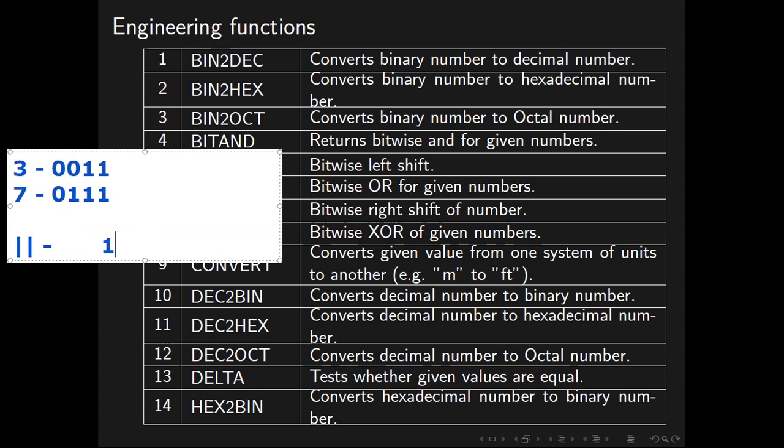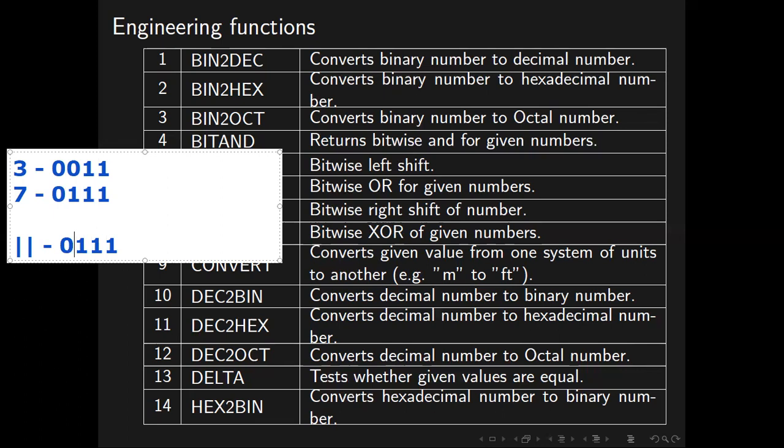This is 1. Then 1, 1. Again, it is true because both of them are 1. Then 1, 0. This is also true because at least one of them is 1. Therefore, we place 1 here. Then 0, 0. False and false will be false. Therefore, through comparison, we found that the result is 0, 1, 1, 1, which means we have 7 in our hands.